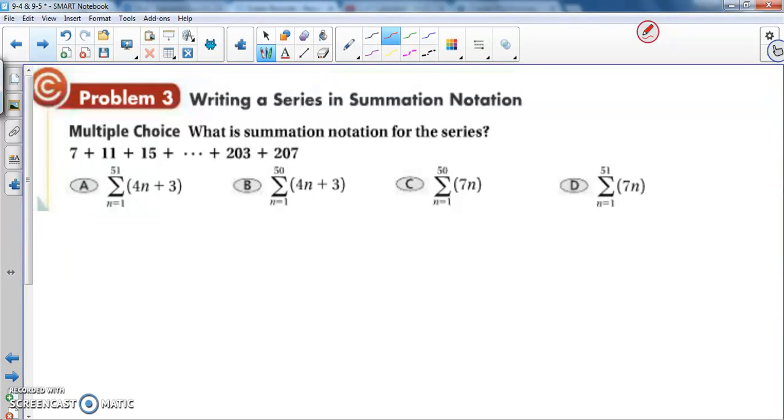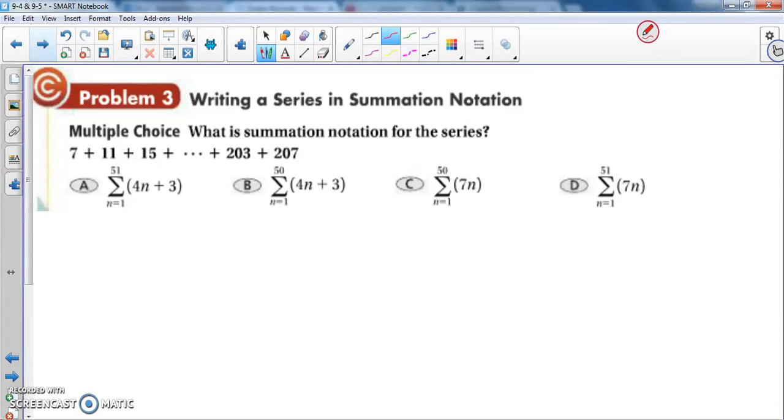Writing a series in summation notation. Multiple choice. What is the summation notation for the series 7, 11, 15, and then all the way to 207? So we need to figure out what the rule is and what are our limits. So we know that our lower limit is 1 because all of them have 1.